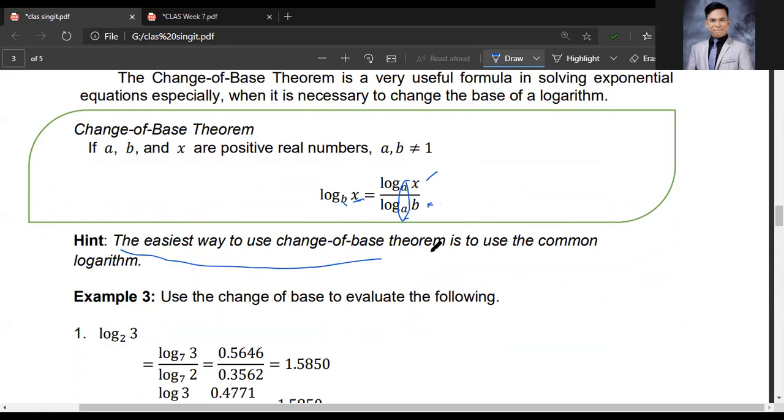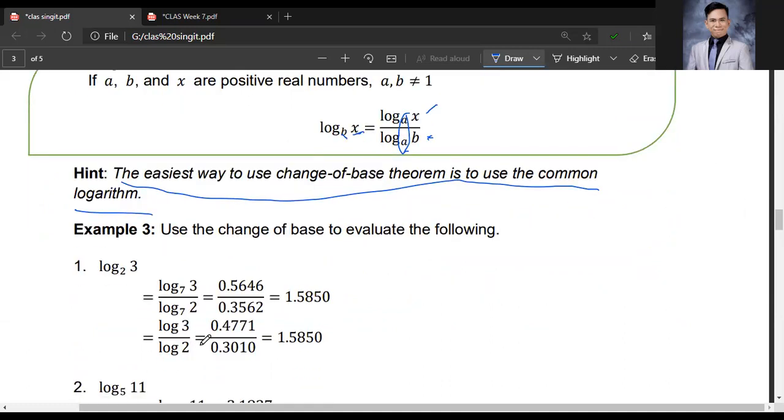So the easiest way to use change of base theorem is to use the common logarithm. Ano ibig sabihin nun? Mas madaling gamitin si common logarithm kasi, class, madali na siya i-type sa calculator. And actually may table para dito, pero dahil it's virtual, wala naman kayong book at wala kayong table, so pwede niyo naman i-calculate. So halimbawa, use the change of base to evaluate the following. Let's take for example, logarithm of 3 with the base 2. So yung logarithm of 3 with the base 7 over logarithm of 2 with the base 7, yun yung magiging answer ng logarithm of 3 with the base 2.